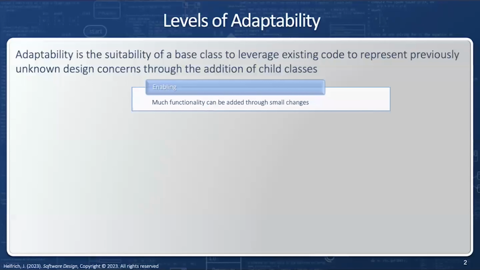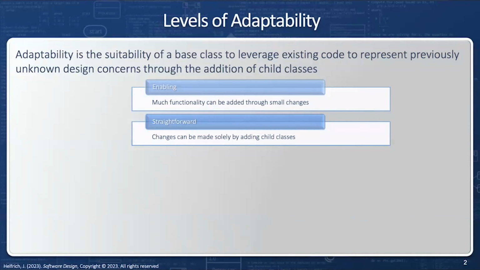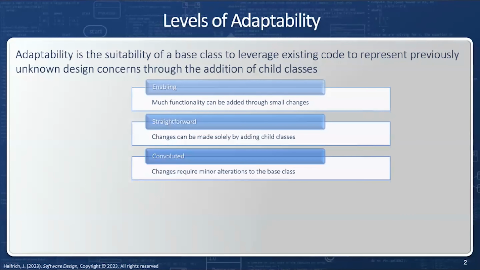Much functionality can be added through small changes, preferably by not adding derived classes or changing the base class, just by making small adjustments to the code that already exists. Next is straightforward. Changes can be made simply by adding a child class, so the base classes all remain completely unchanged. Next is convoluted, and here convoluted is less desirable than straightforward or enabling because I actually have to modify the base class, which means my testing investment in all the derived classes is going to have to be compromised because the base class is going to impact all the derived classes.